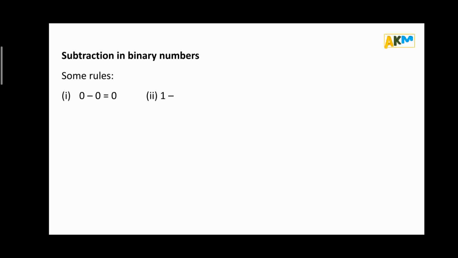Dear friends, now moving on to subtraction in binary numbers. As in addition, there are some rules we have to remember in subtraction also. These rules are basically 0 minus 0 is equal to 0, 1 minus 0 is equal to 1, 1 minus 1 is equal to 0, and 10 minus 1 is equal to 1, 11 minus 1 is equal to 10. So these are basically the rules for subtraction in binary.